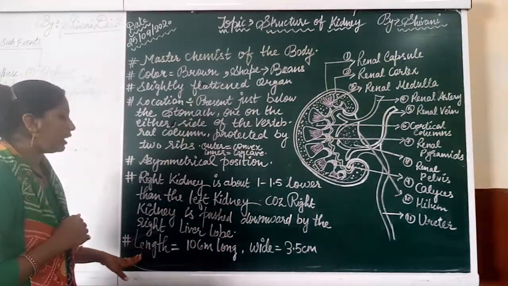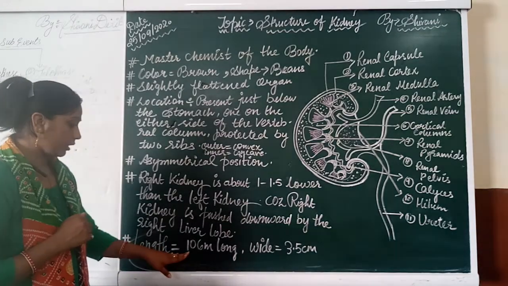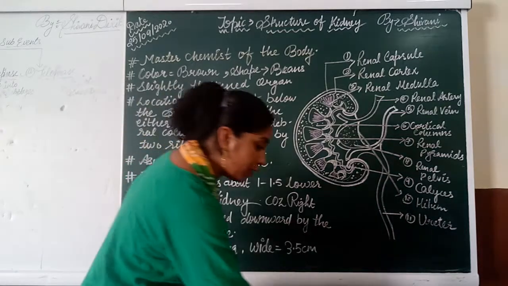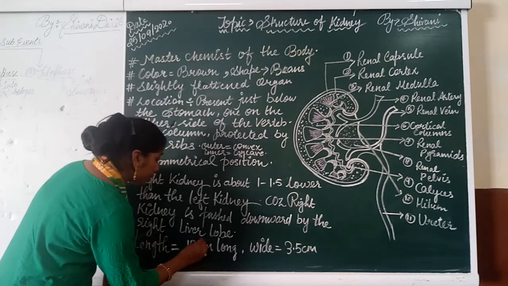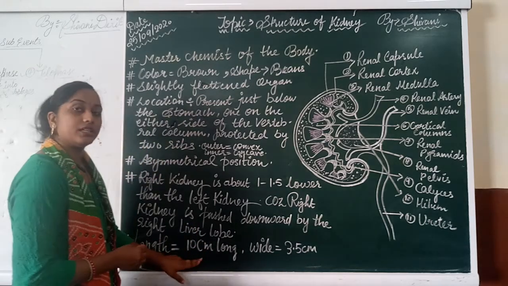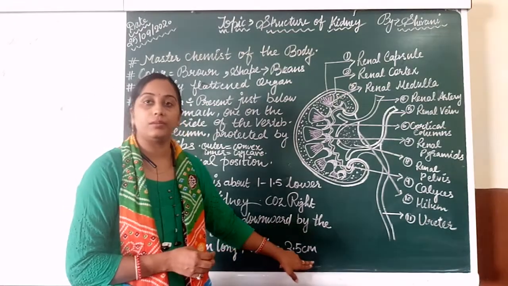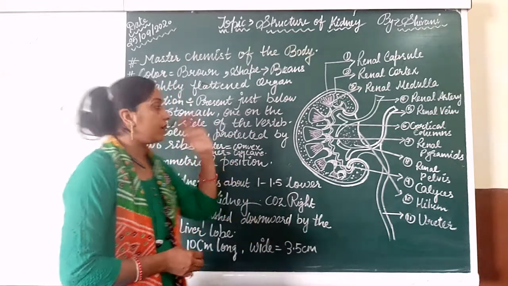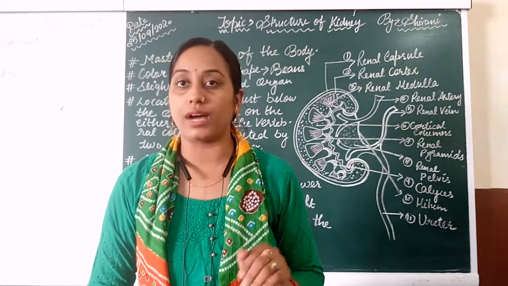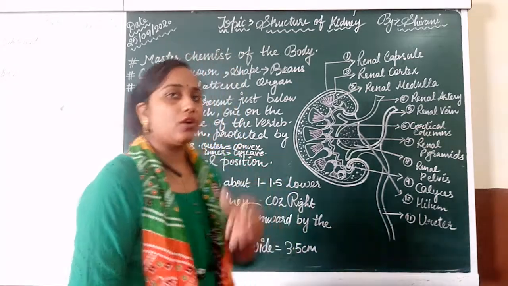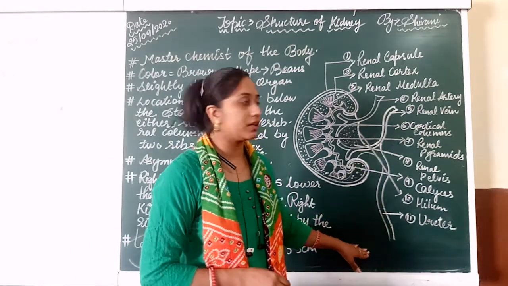If we talk about the length of the kidney, it is about 10 centimeter long. Its width is 3.5 centimeter in thickness. So these are the basic pieces of information about this very important organ, known as the master chemist of the body. Now let's understand the labeling of the parts with the help of the diagram.